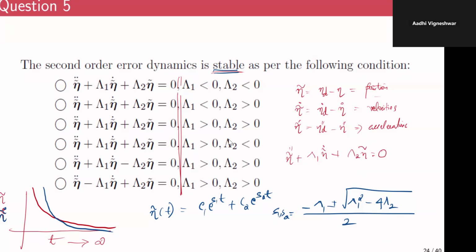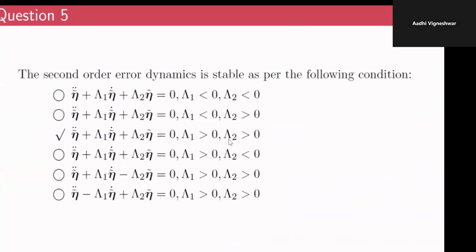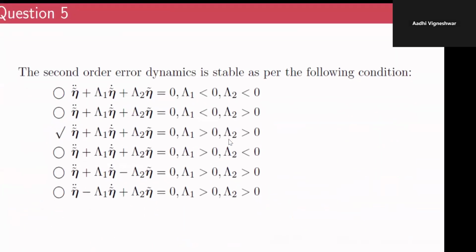So that makes our constraints for the control parameters lambda 1 and lambda 2 to be greater than zero. So that makes our option C. So I hope we can agree on that. So let's check the correct answer. Option C is indeed the correct answer.